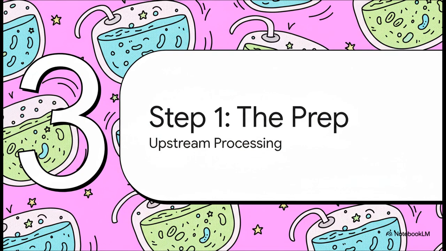All right, so now that we know the machine, let's look at the actual process. It's like, you know how a master chef does all the chopping and preparation, the mise en place, before they even start cooking? Our biofactory does the same thing. There's a whole preparation stage, and this is called upstream processing.